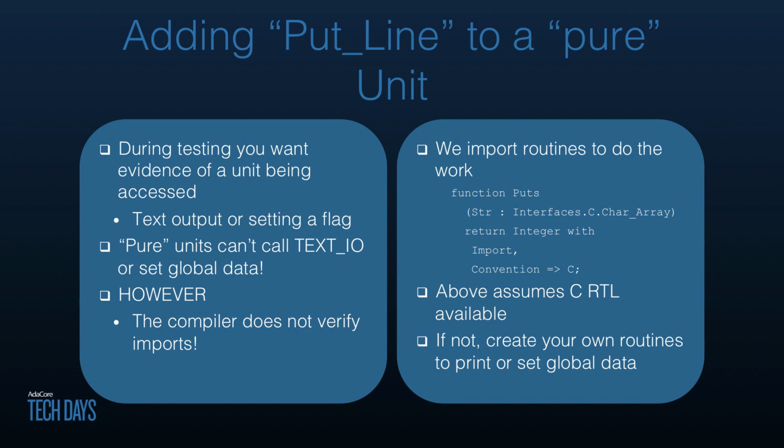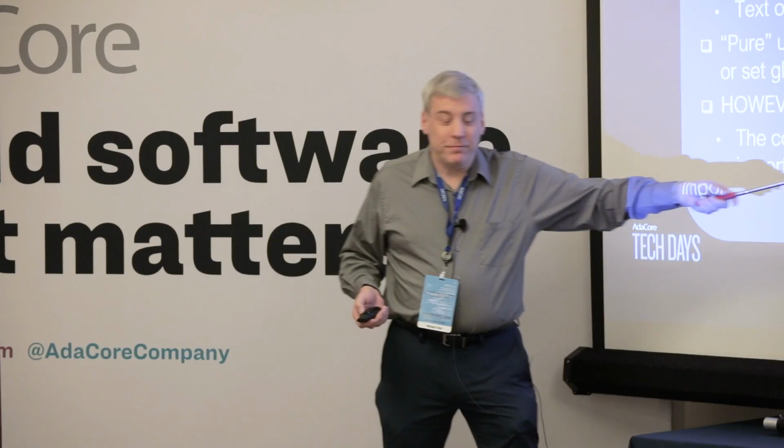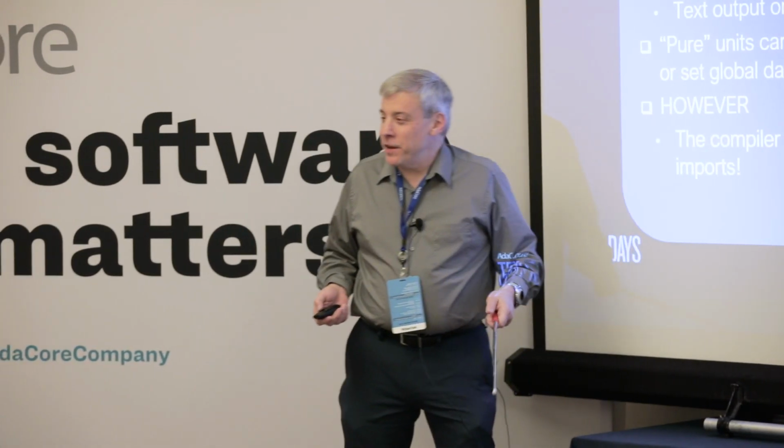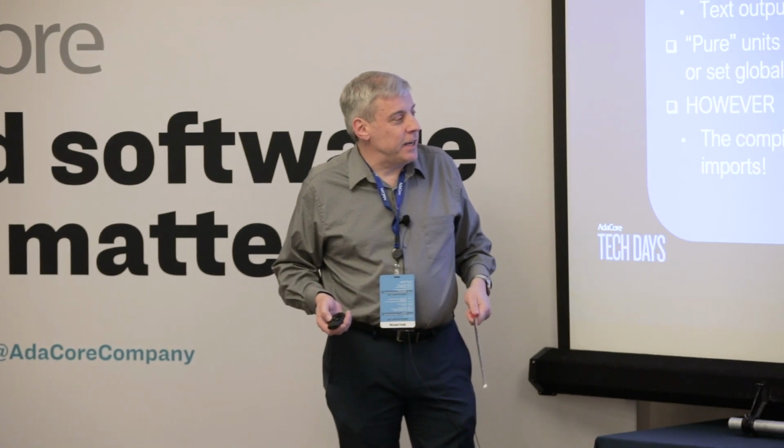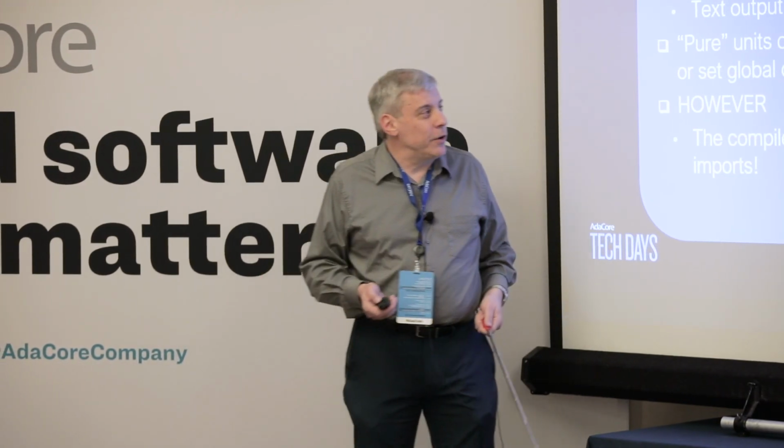You can cheat. The Ada compiler does not verify imports into a pure unit. So you create your own debug unit that can still be pure, and it does an import of Text_IO or whatever else you need. So we've created a function here, which is just a simple use of puts, and I use puts just because with GNAT we at least have visibility to the C runtime library. If not, you can create your own.